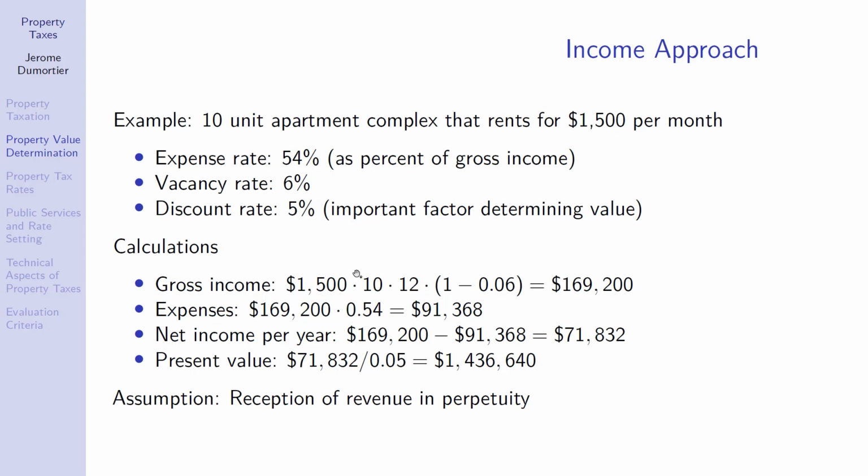Now, if you recall, when we talked about the net present value, then here we can simply take the net income per year divided by the interest rate, or the discount rate of 5%. And we will see that the present value is about $1.4 million. Okay, so here the $1.4 million would actually represent the value of the property, since you are receiving this revenue in perpetuity.